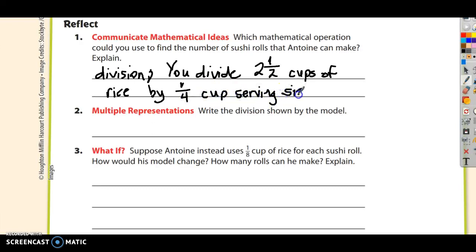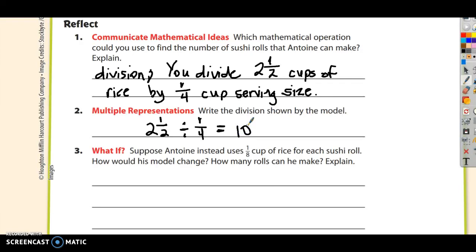Now, if you're tempted to write the division problem itself, that's what we're supposed to do for number 2. Look at what number 2 says. It says, write the division shown by the model. Well, we had 2.5 cups, and we divided that by 1/4. And then we could write the answer too. You get 10. And that kind of looks funny. You might be looking at that thinking, I'm not sure how that works. Well, we're going to teach you, don't worry.